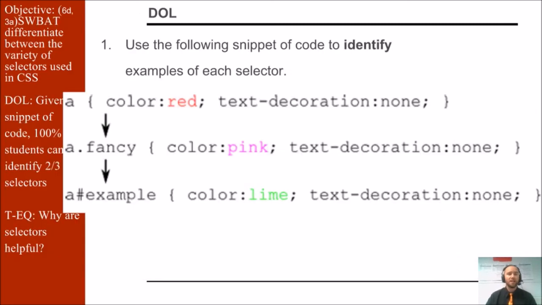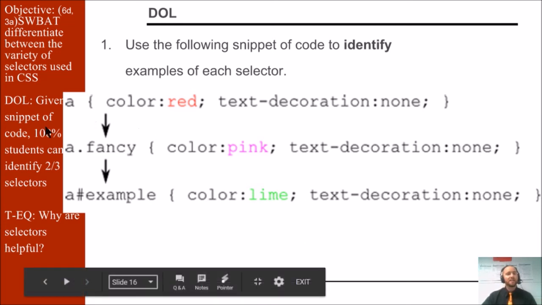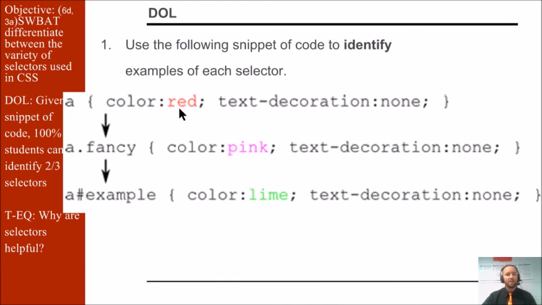And here we are at the DOL. Use the following snippet of code to identify examples of each selector. So I'm asking you to do a 1, 2, 3 for a DOL, and then only type what the selector is. Not the property, not the value, only what the selector is.